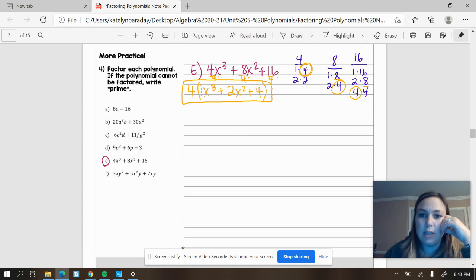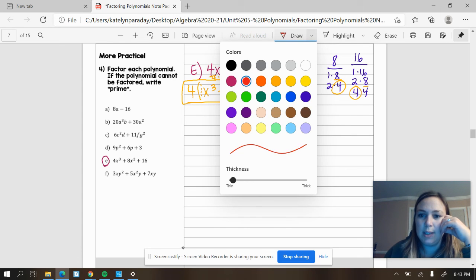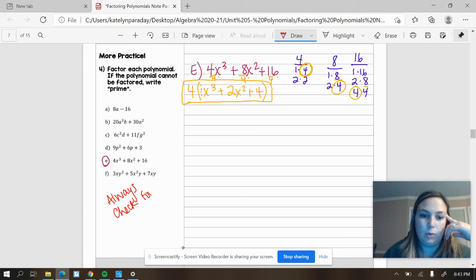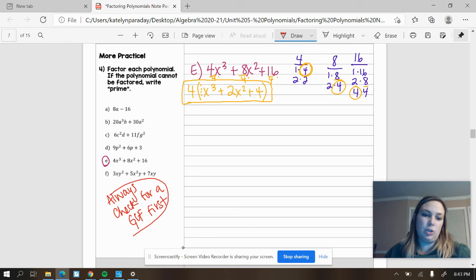We will continue to work on GCF. For some reason, students kind of struggle with taking out the GCF, but once we get to the more advanced stuff later this next week, we will need to always check for a GCF first. So when we go to learn factoring for other things, we always need to make sure we check for GCF first, okay?